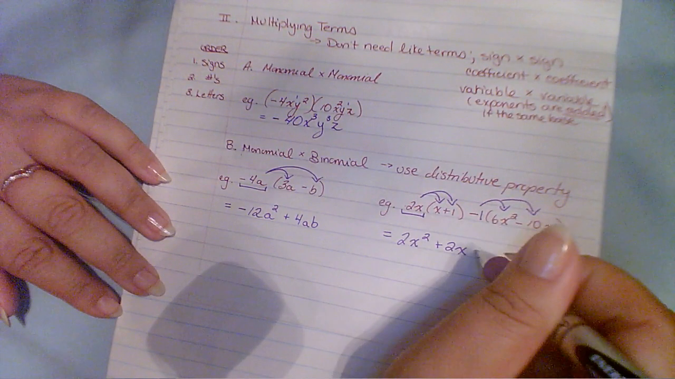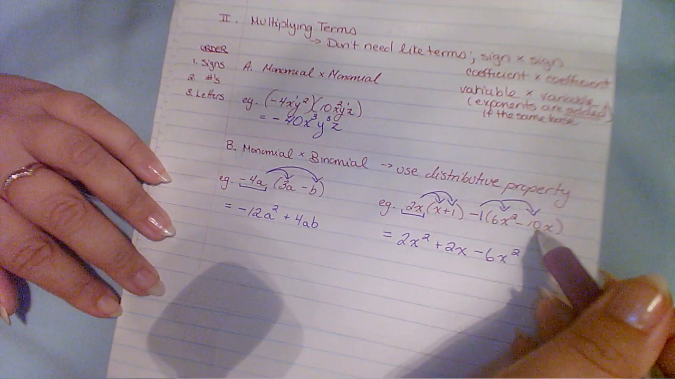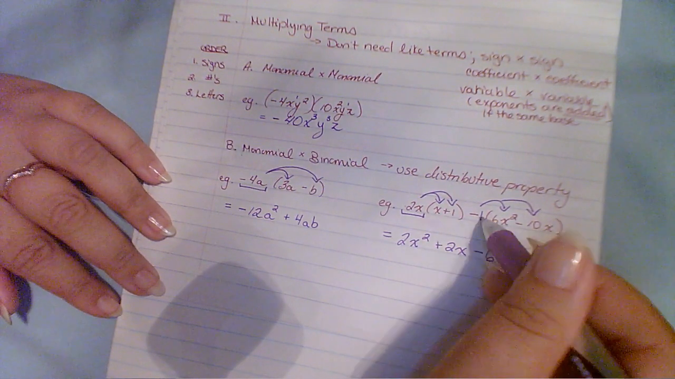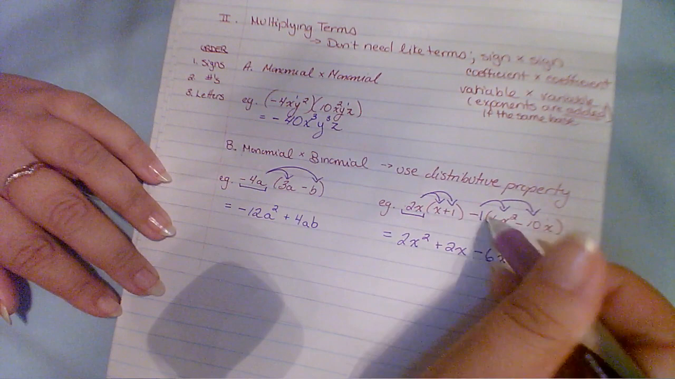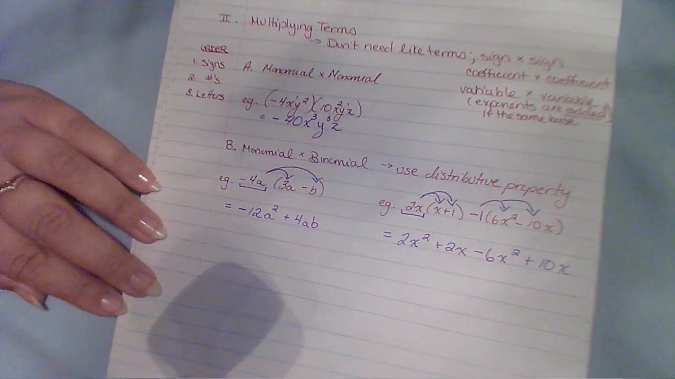-1 times positive 6 is -6. Copy down x squared. -1 times -10. Negative times negative is positive. Signs, numbers. 1 times 10 is 10. No letters, but there was an x back here, so don't forget to copy him down.